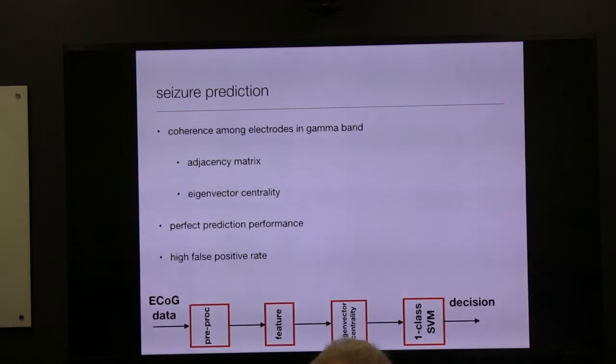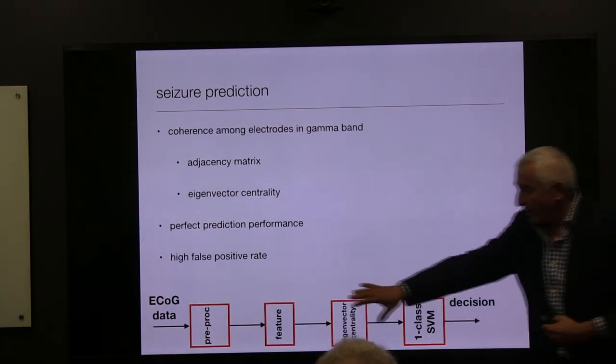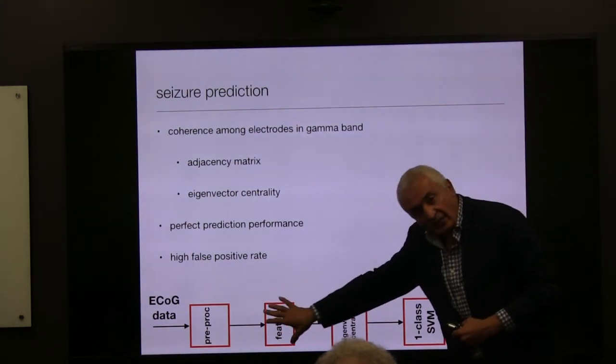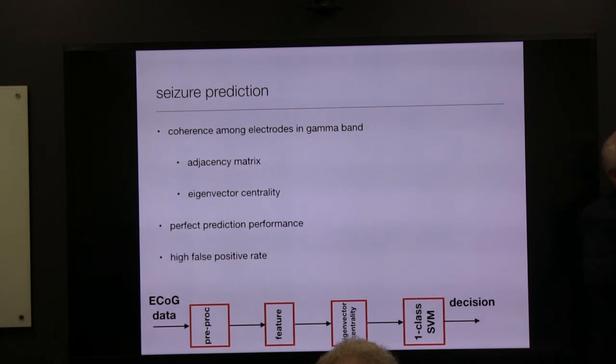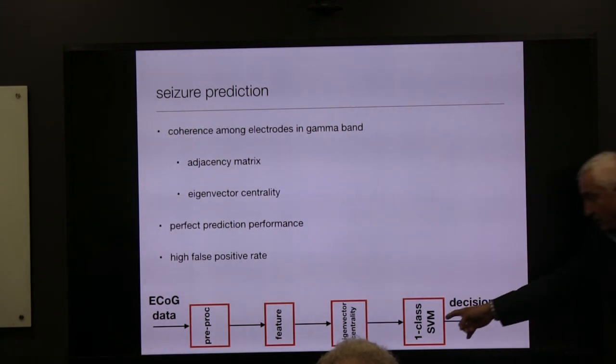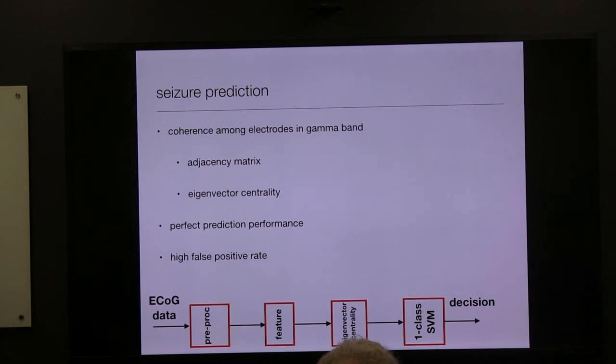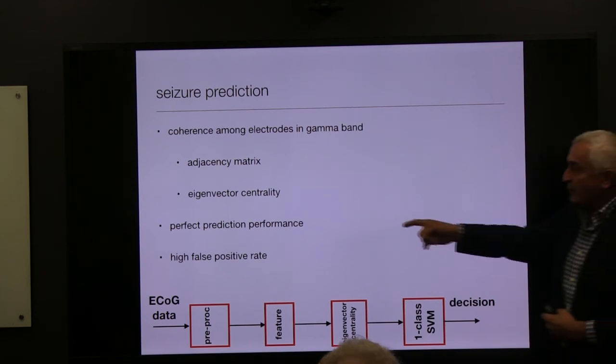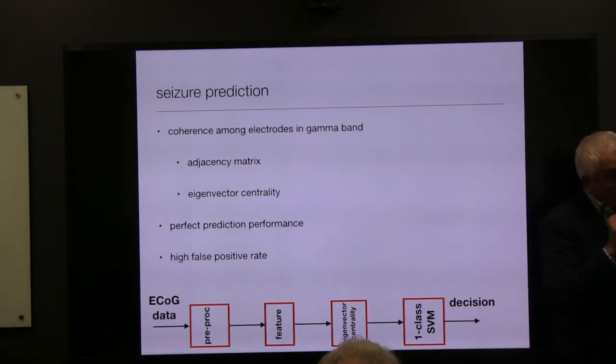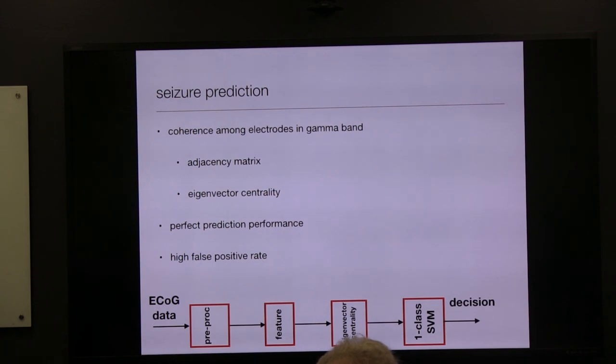Absolutely. Now, this is the pipeline, as I mentioned before: pre-process, extract the coherence feature, reduce the dimensionality to a single metric, and then put that metric into a one-class anomaly detection SVM, and at the end come up with a decision whether there's going to be a seizure in a minute or some time later, right? We have done all of this, and the performance has been perfect in terms of prediction, but the problem is that we have a high false positive rate. In a way, not surprising, because when you're perfect, that means you're trigger happy, and then you have too many false positives.